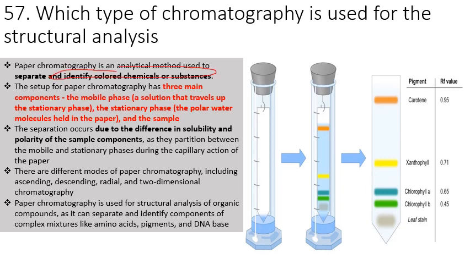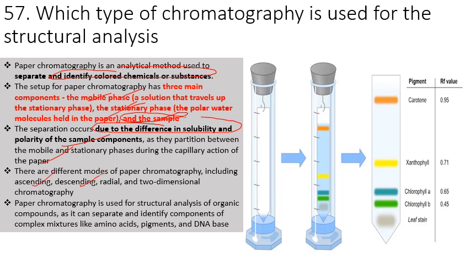which is used to separate and identify colored chemical substances. For the setup of this chromatography, we require 3 main components: the mobile phase, a solution that travels up; the stationary phase, that is the polar water molecules held in the paper; and the sample. Separation occurs due to the difference in the solubility and polarity of the sample components as they partition between the mobile and stationary phase during the capillary action of the paper.